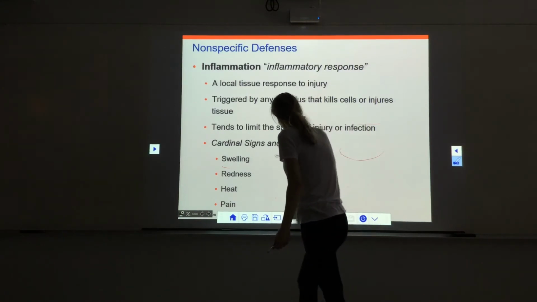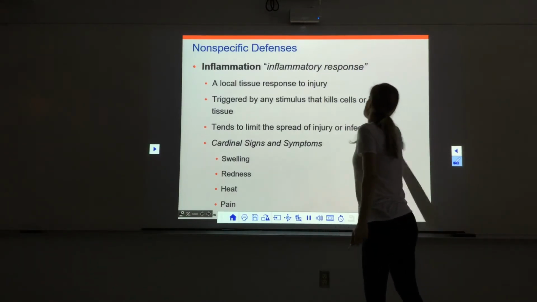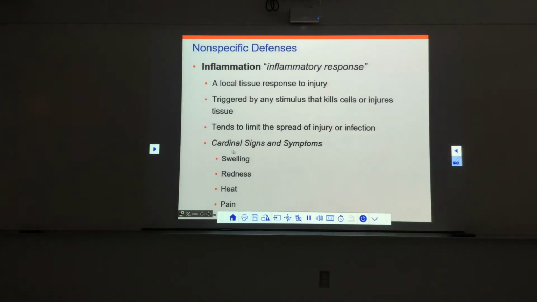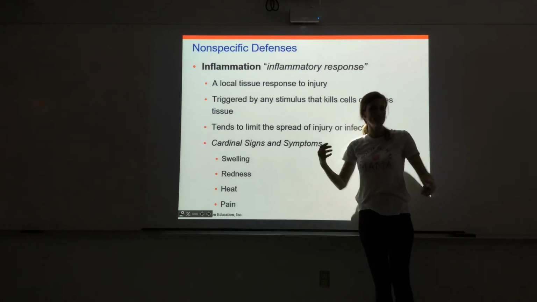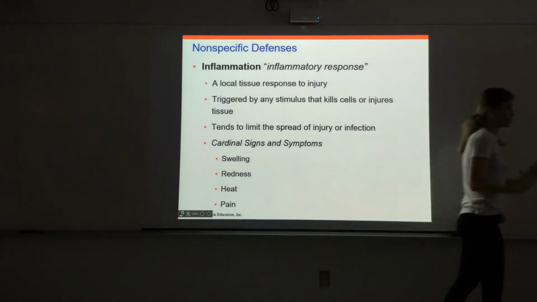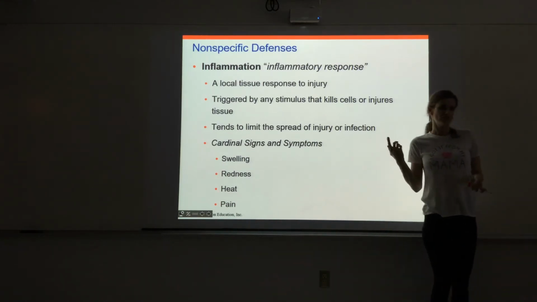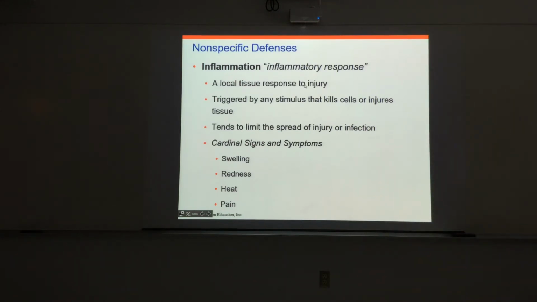All right, the last couple of non-specific defenses that we'll talk about are inflammation and fever. So inflammation, or the inflammatory response, is a local tissue response to injury. This injury could be an actual physical injury, right? You could hit something, you sprain it, you bump it, and that causes inflammation because you physically damaged the cells. Or it can be because of an infection, right? If you actually have an infectious organism in that area, you're also damaging your cells, and you're going to cause inflammation that way. So anything that kills cells or injures tissues.